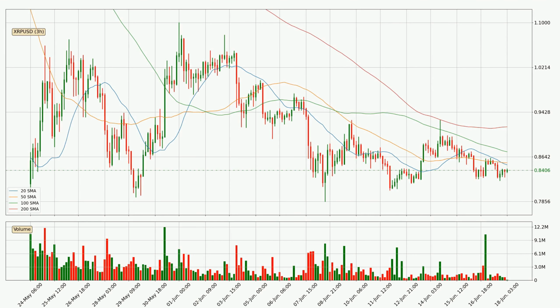Looking at the 3-hourly simple moving averages, the current price is below all simple moving averages for this time interval, which looks bearish, and it is to watch if the closest SMA, the 20 SMA, will play as resistance or the price will break it to the upside above the current price of around 85.0 cents.